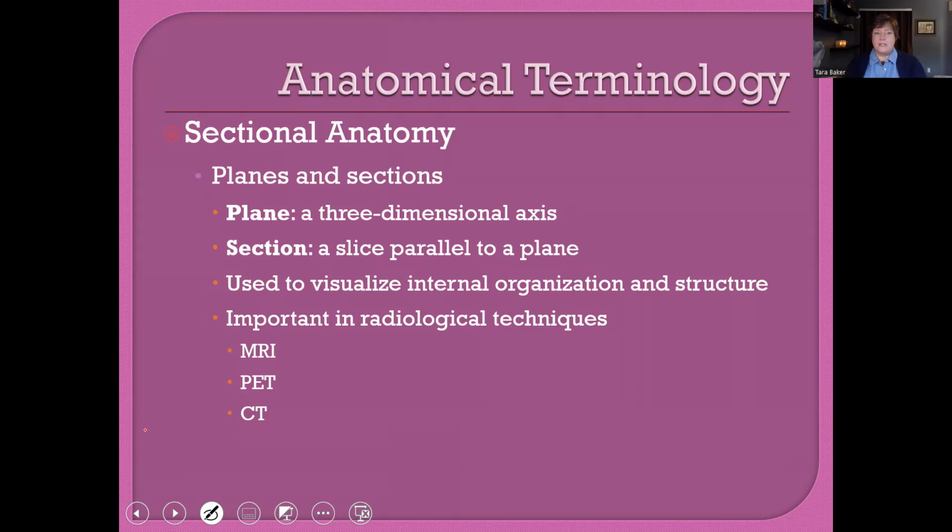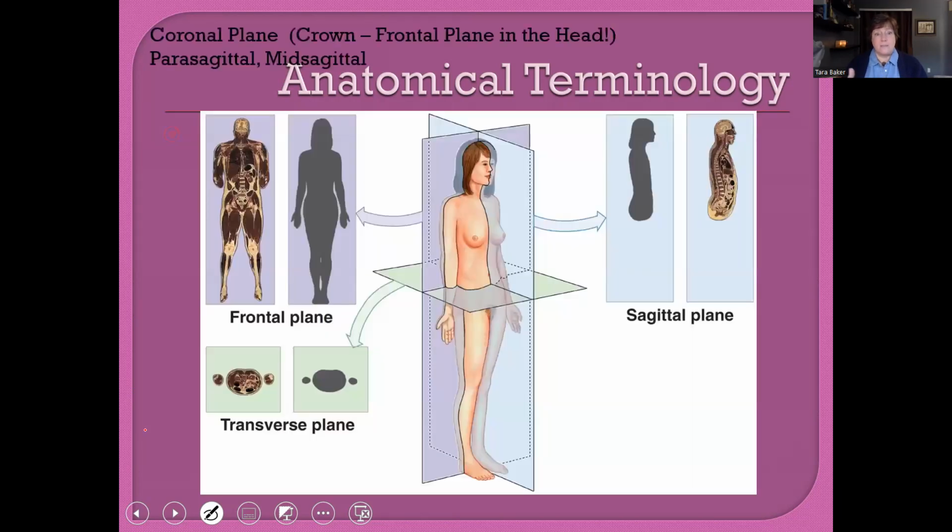So radiological techniques, MRI, PET scan, CAT scan, are going to use this terminology, really important. We need to know how to look for the body part and how it is in relationship to other parts in space.